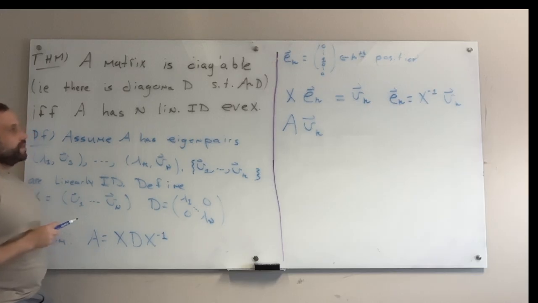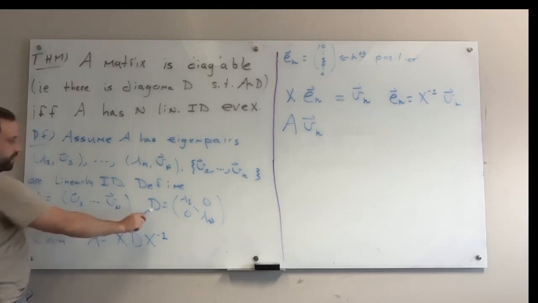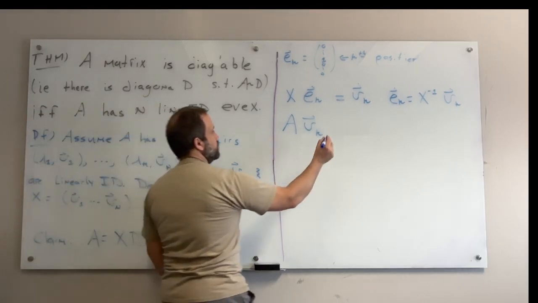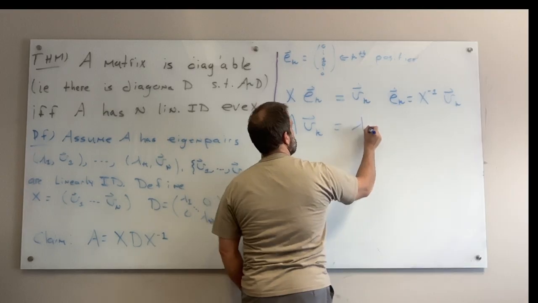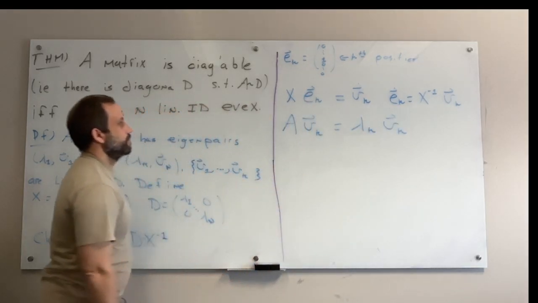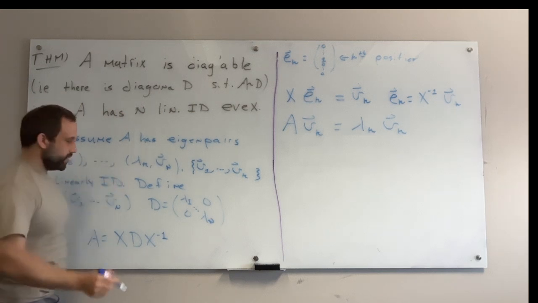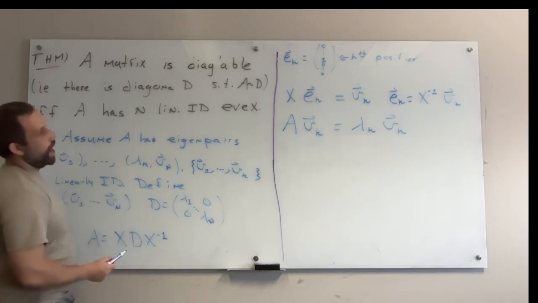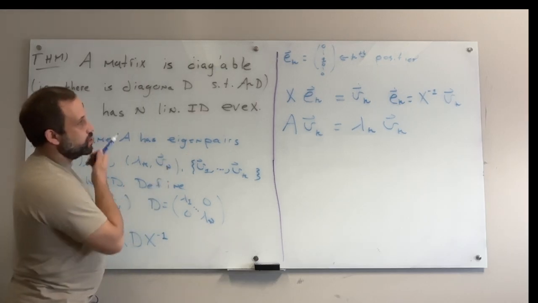Okay, if I do A times VK, then my claim is that A times VK is equal to lambda K times VK, for K equals 1, 2, up to N. I haven't proven this, but this is my claim. So AVK is equal to lambda K VK.